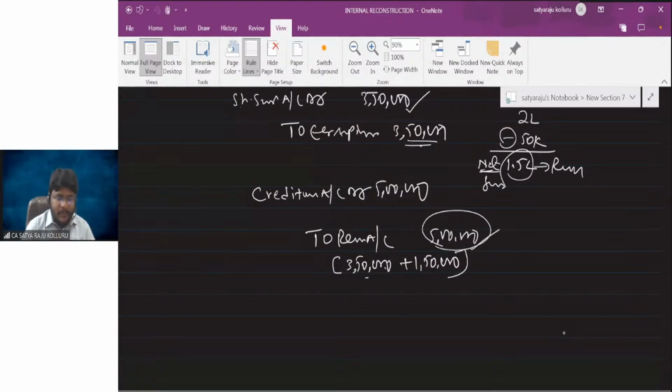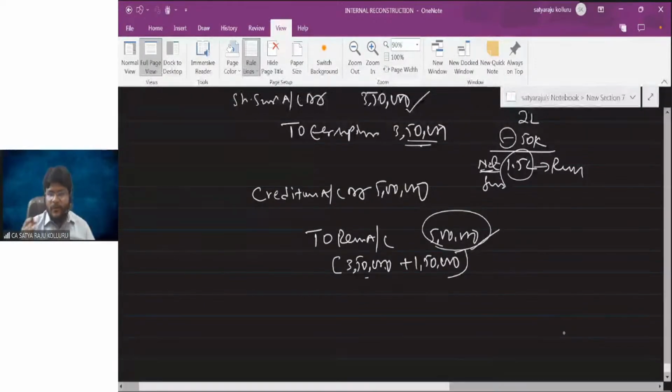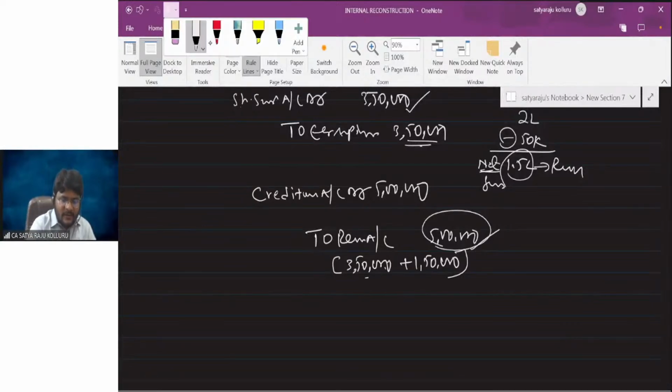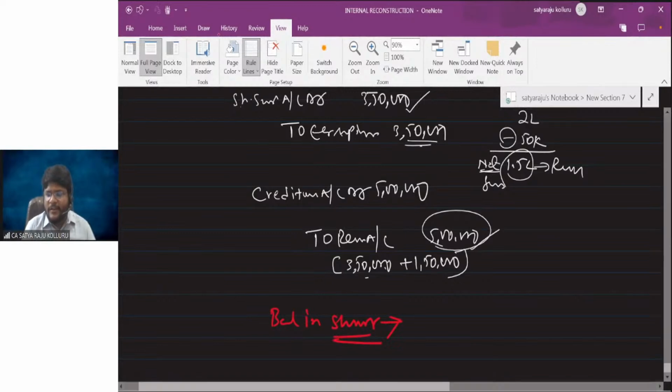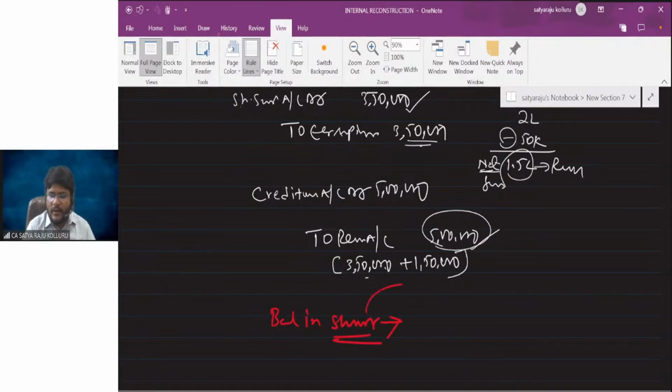One more thing, guys. Before proceeding with the problem, let me conclude the share surrender concept. Sir, still after writing all such entries, if there is any balance in share surrender, what should I do? Now, if you are not utilizing the share surrender, then you can transfer it to the reconstruction account. Then realize it as profit.